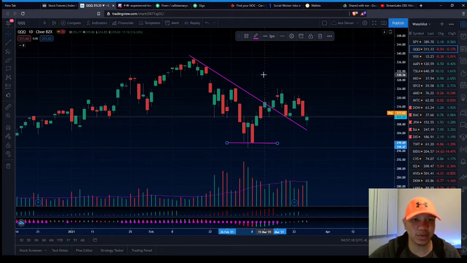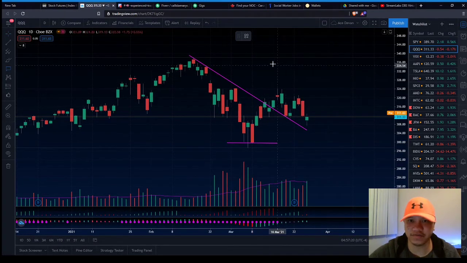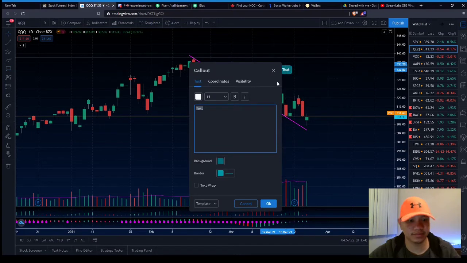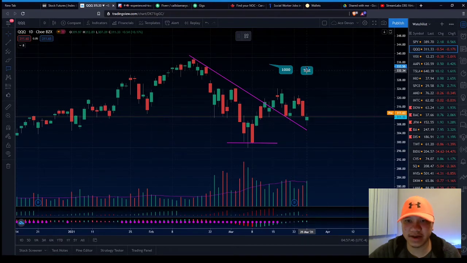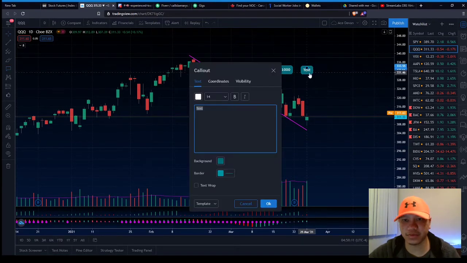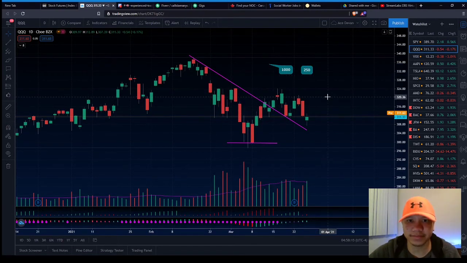So let's say we have $1,000 to invest. I-divide lang natin siya into parts. So we will divide it by 4, which is 250. So paano nga ba natin gagawin?